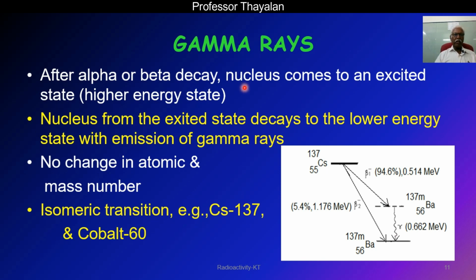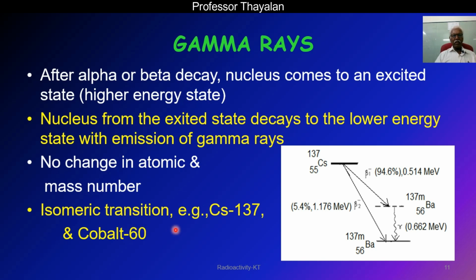Let us discuss the gamma rays, how the gamma rays come. After radioactivity with alpha or beta decay, nuclei come to an excited state, that means a higher energy state. The nucleus from the excited state decays to the lower energy state with the emission of gamma rays. You can see in the picture, cesium-137 decays with beta, goes to the excited state, and decays with gamma rays to the ground state as barium-137. There is no change in atomic number and mass number. This is known as isomeric transition.